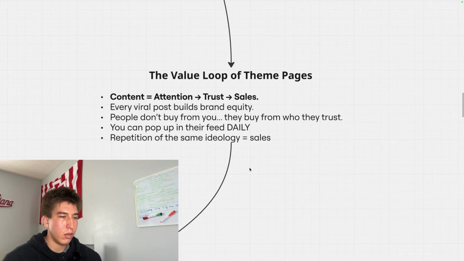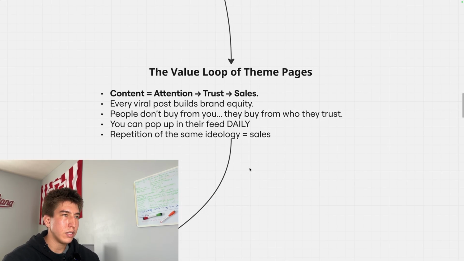The value loop of theme pages: content equals attention, trust, and sales. Content you can teach people, content you can provide advice, content you can build a ton of attention, and content can sell for you. Every single thing you need is in this funnel. Every viral post builds brand equity. If you have a theme page with 100,000 followers, you are somewhat good at content. Maybe you haven't perfected it yet, but you know how to get attention. You know how to get followers. This is all you really need to get started.